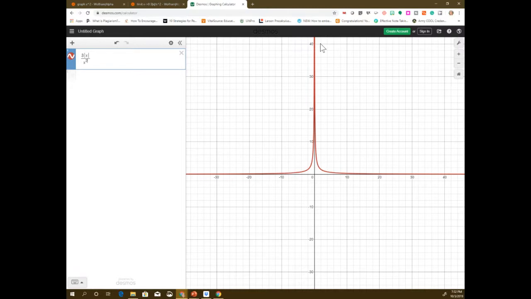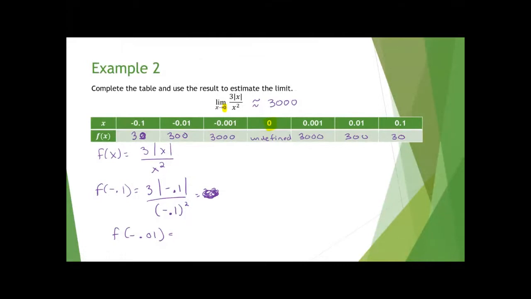And I prefer to use both, in case on the table you picked values that didn't make it clear. According to our values on the table here, our best guess was, oh, maybe it's 3,000, because that's what I got on both sides. But if you actually look closer at the graph, you can see it goes to infinity. So this is why I don't really like the table, because it depends on what numbers you pick and how that works.